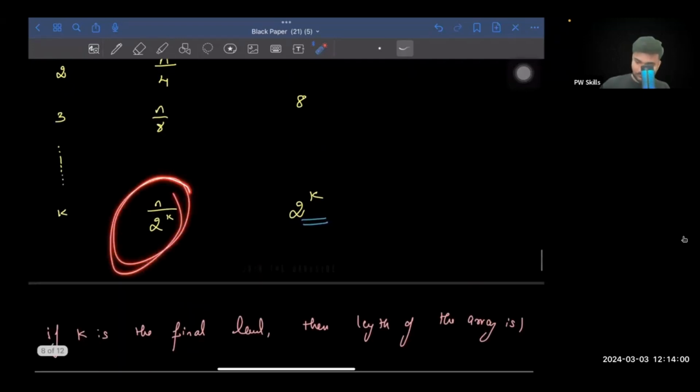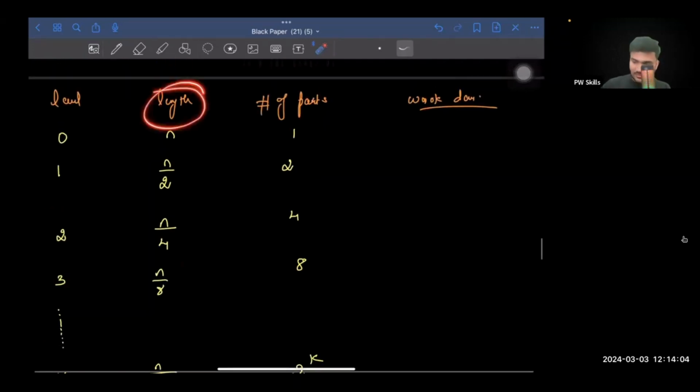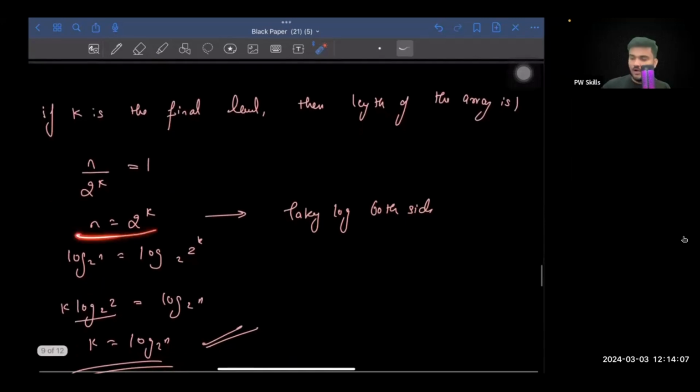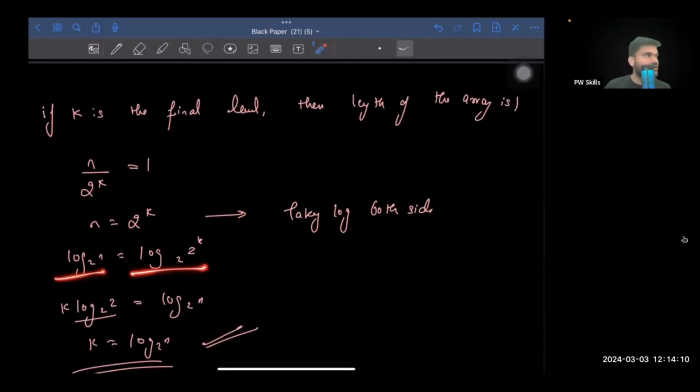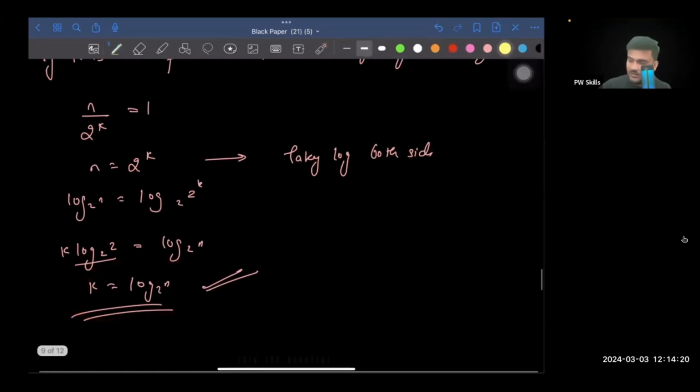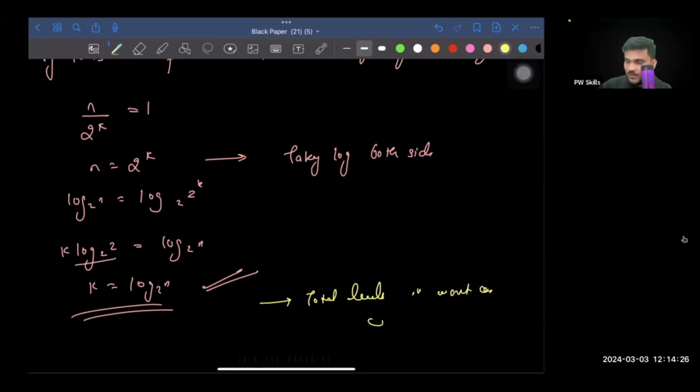So technically n by 2 raised to the power k, which was the length, we can equate it to 1, taking log both sides. Log n is equal to log 2 raised to the power k. K comes here in the multiplicative factor. K log 2 base 2 is equal to log n. K is equal to log n. So can I say total levels in worst case will be log n? Yes or no?